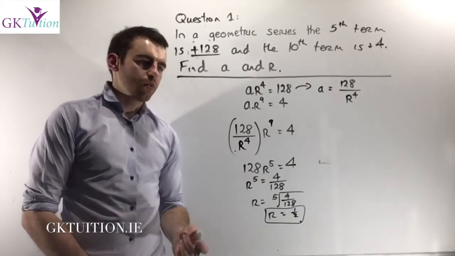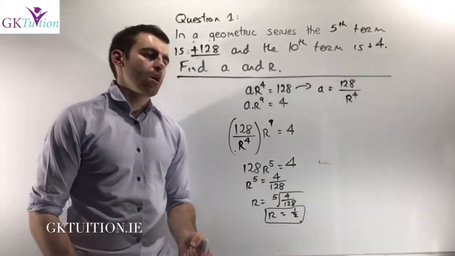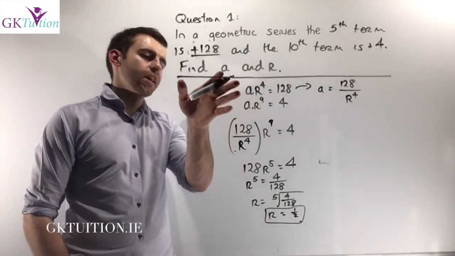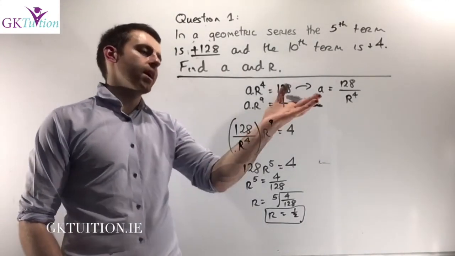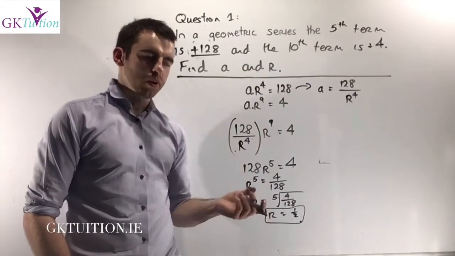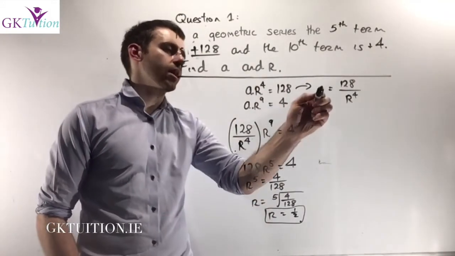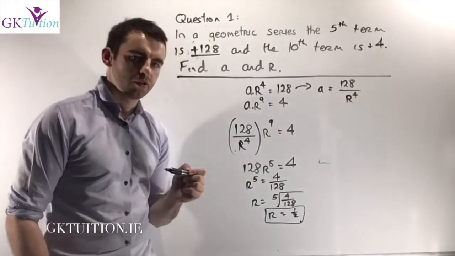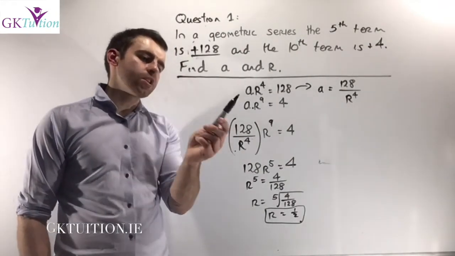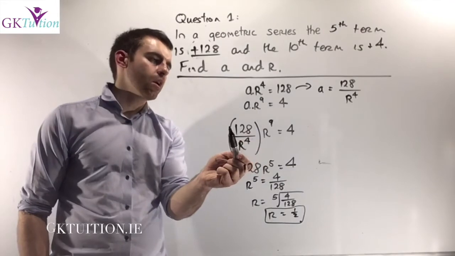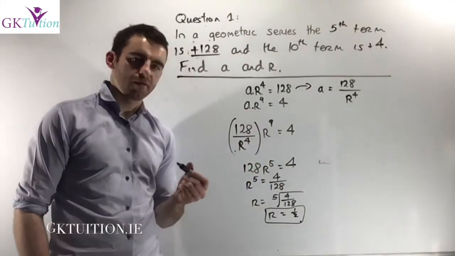Okay, so once again, we have to use substitution. What I decided to do here was to take the first equation and isolate my a. If I'm going to isolate a, I divide both sides by r to the power of 4. And I work out that a must be 128 over r to the power of 4. And now I can go back to my second equation, and instead of an a, I can sub in 128 over r to the power of 4.